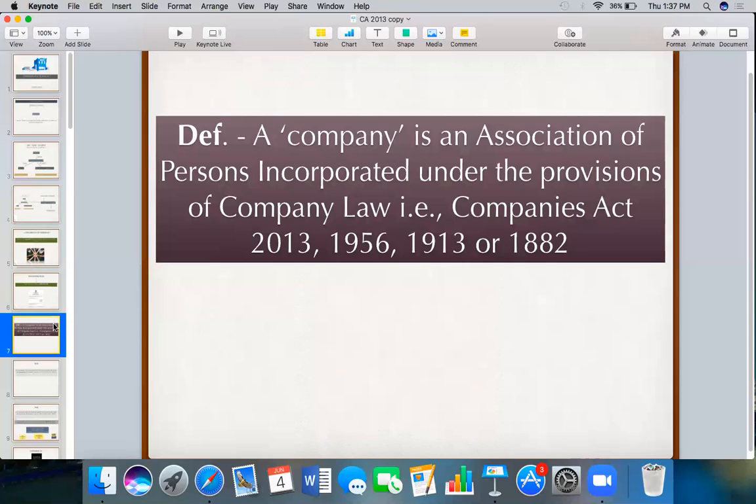Now we are able to comprehend the definition of the company from here. A company is an association of persons incorporated under the provisions of company law, that is, the Companies Act 2013, 1956, 1913, or 1882.